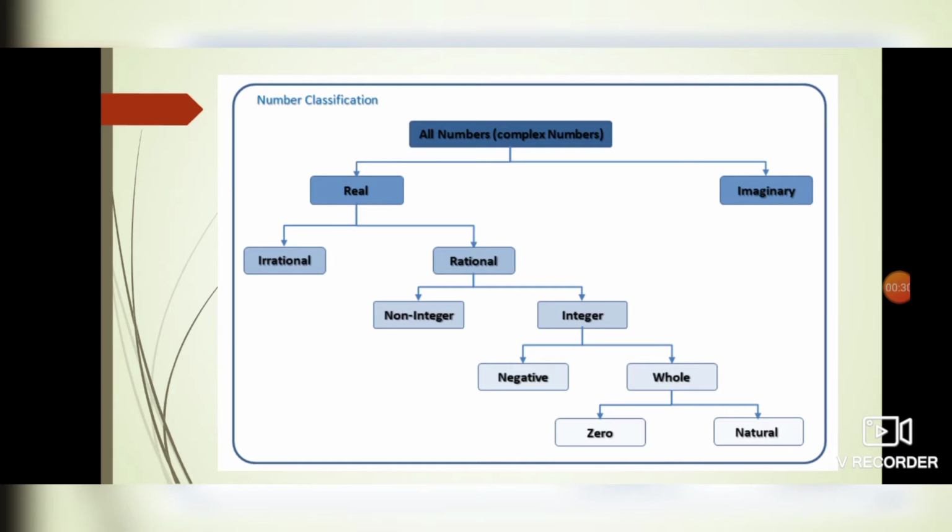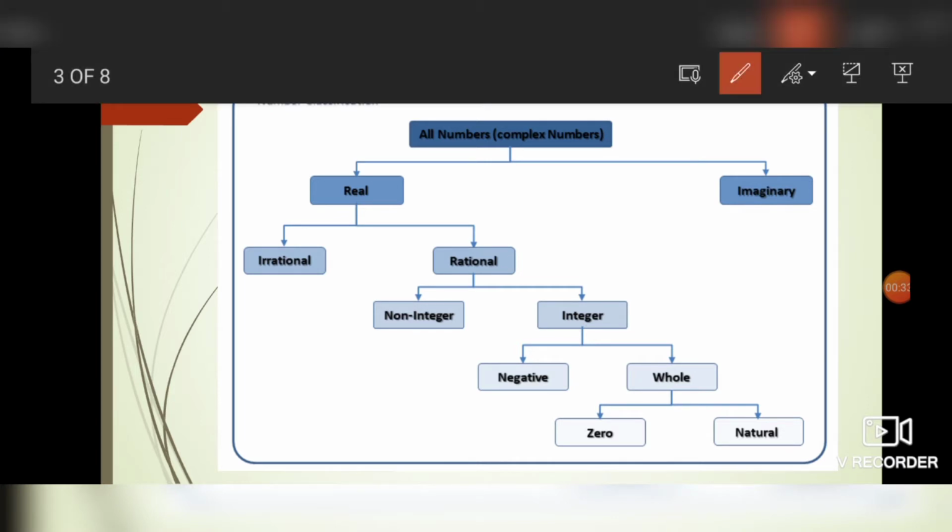The numbers are broadly classified in two parts, real number and imaginary number. Now, imaginary number has no more classifications, but real number is further classified into rational and irrational numbers. Irrational numbers, towards our left-hand side, are not further classified, but rational number, which is on our right-hand side, is further classified into two parts: non-integers, or we can say fractions, and integers.